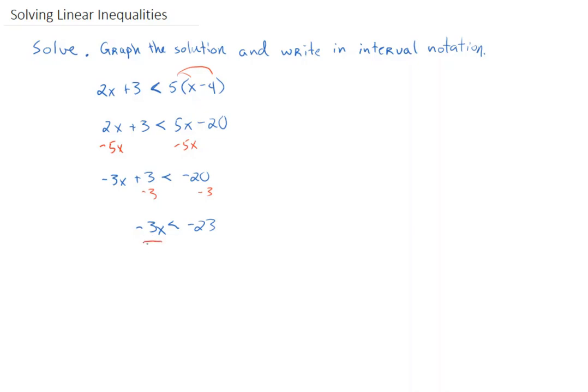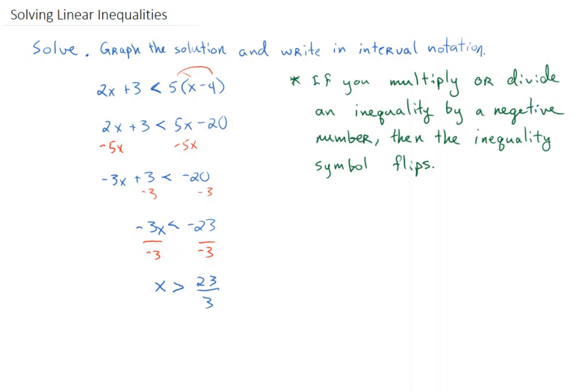Now what I need to do is divide both sides by negative 3. And this is where we get one of the curveballs that you have with inequalities. When I divide by the negative 3, what happens is that the inequality symbol flips from being a less than to a greater than, and I get 23 thirds. So what's happening there, the rule is if you multiply or divide both sides of an inequality by a negative, then the inequality flips. So again, if you multiply or divide an inequality by a negative number, then the inequality symbol flips.